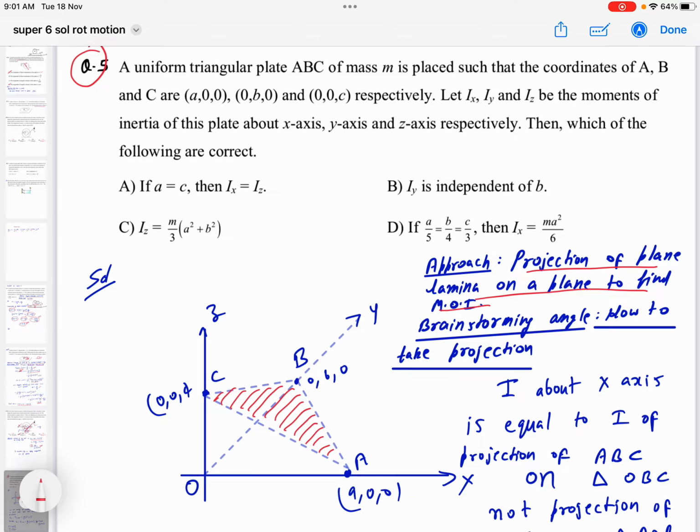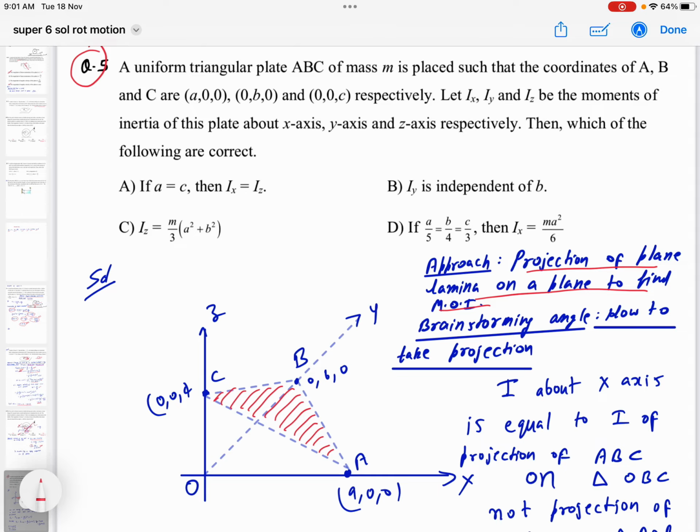And what will be the brainstorming angle here, so that we know how to take projection? Now that is a plane lamina, so there are two methods that can come to our mind: we can take projection on the YZ plane, or we can take projection on the XY plane. If I take projection on the XY plane, I'm making a mistake, because I am changing the distance from the x-axis of different points. I should take projection in such a way that the distance of any element from the axis does not change. Moment of inertia about any axis is m into r square, where r is the distance from the axis.